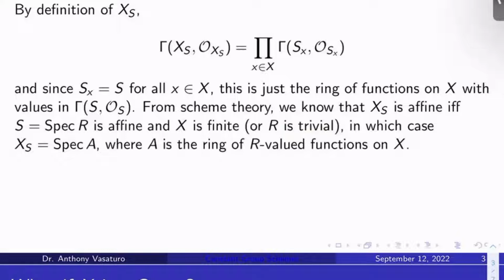Okay, and when this happens, x sub S is just Spec A, because it's affine in this case. And A here is what? It's just the ring of R-valued functions on x, where S equals Spec R. This should sound totally familiar if you've had even a semester of scheme theory.